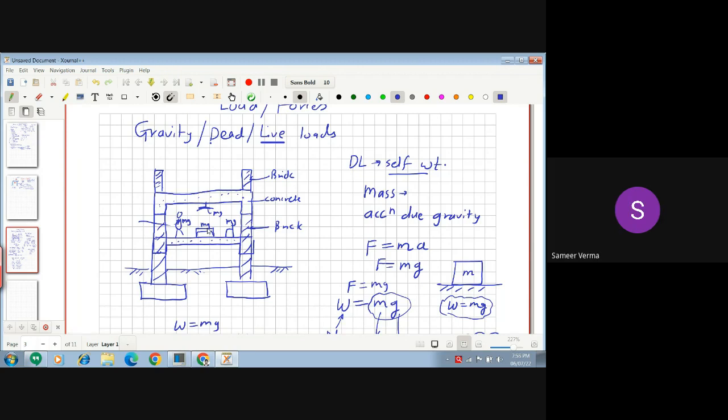They can be moved anywhere in the room. Yeah, they can be moved anywhere in the room. So they are not permanent throughout the life. They can change. This furniture can move. The person can move. So that's why we call these weights live loads. Fundamentally, they are dead loads, we can say. But as they tend to move, we can say it is a live load.